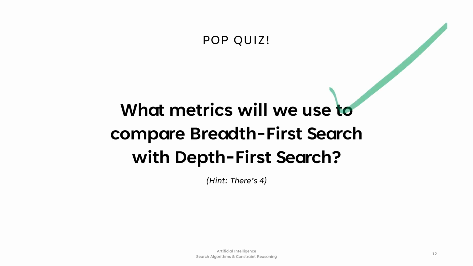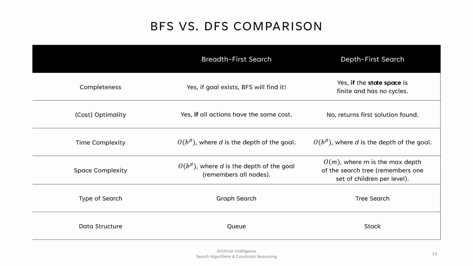Okay, correct. Yeah, so that's going back to our slide before, how we're comparing the search algorithms: completeness, cost optimality, space complexity, and time complexity. So that's how we're going to compare these as well. So breadth first search versus depth first search, what are we looking at?